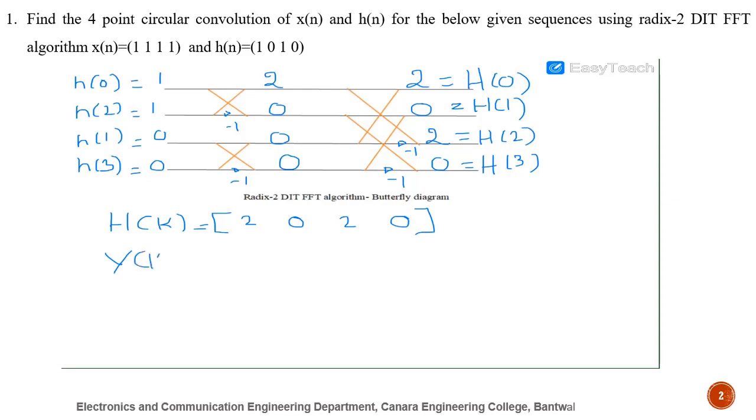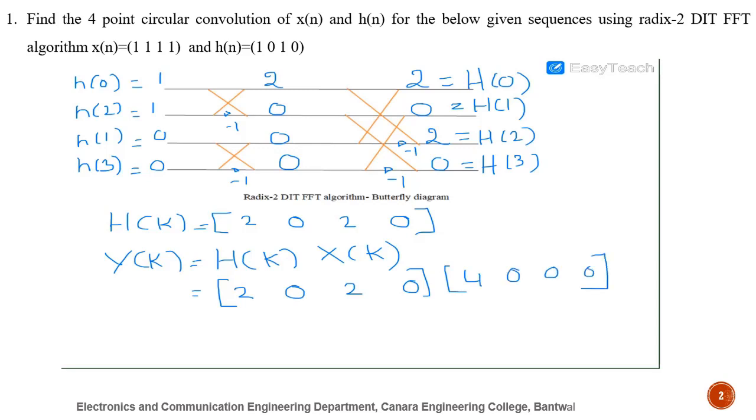Therefore, Y of K, that is H of K multiplied by X of K. So it is 2 0 2 0 multiplied by 4 0 0 0. So I get here 2 multiplied by 4, 8. Then 0 multiplied by 0, so I have here 0. Then I have here 2 multiplied by 0, so it is 0. Similarly, this is 0. So I have to get the IDFT of this.